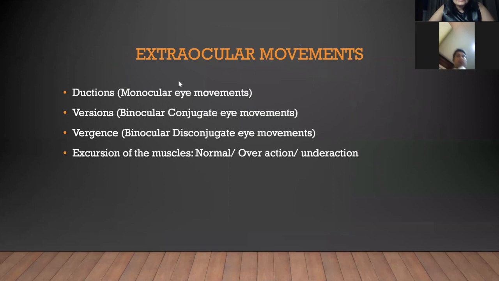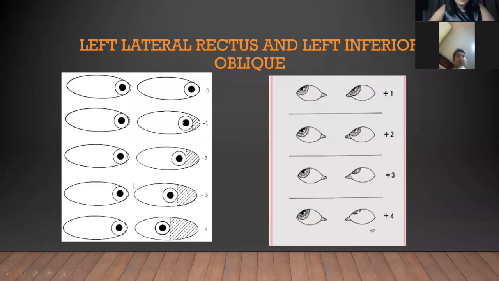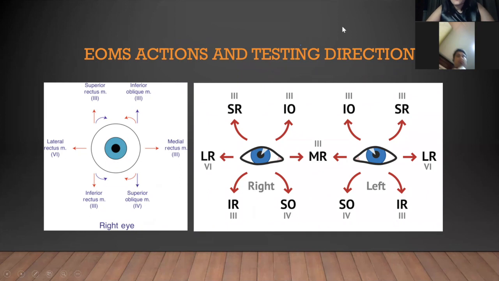Now, the final assessment is that of extraocular movements. So what do you want to know in movements? We discussed ductions, which are monocular eye movements, versions, which are binocular conjugate eye movements, vergence, which is binocular disconjugate eye movements, and then the excursion of muscles. That means, are the muscles acting normally? Is there an overaction or underaction? Okay, sorry, we'll start with this. This is where you start assessing the eye movements. And when you look for eye movements, medial rectus. So first you have to understand what the actions of the eye muscles are.